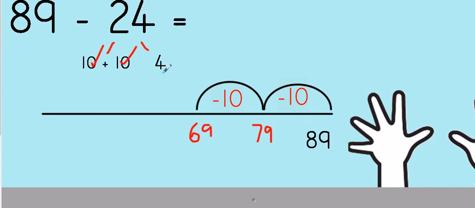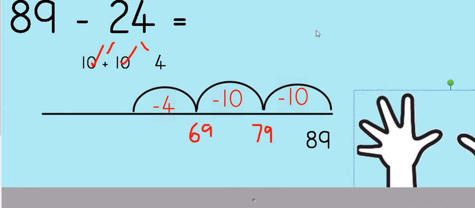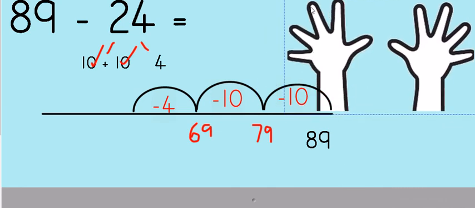All that's left to do now is take away those ones. A jump of 4. Okay, here's where using our fingers is going to come in really useful. So, put 69 on our heads, count back 4. Here we go. 69, 68, 67, 66, 65. 1, 2, 3, 4. I counted back 4 and I landed on 65.